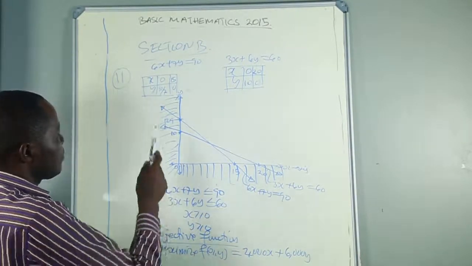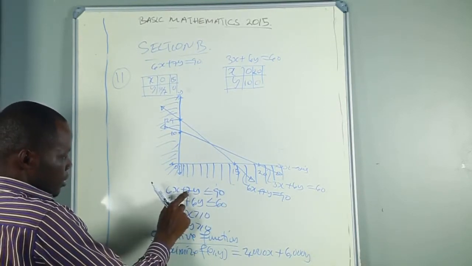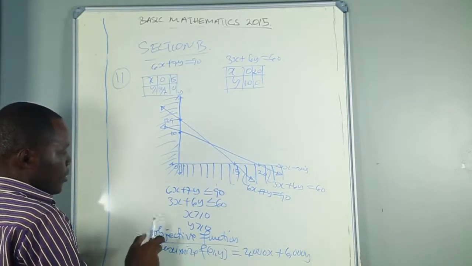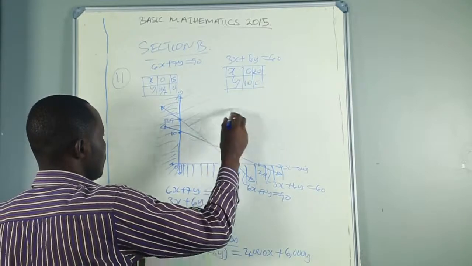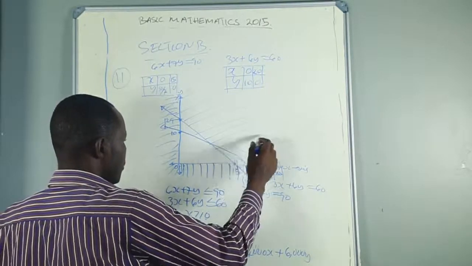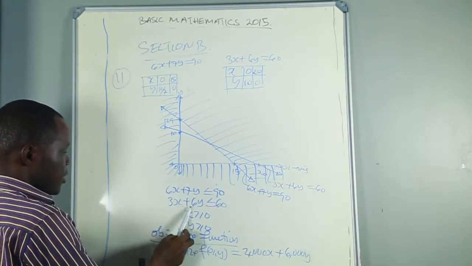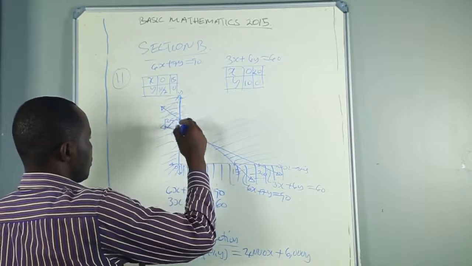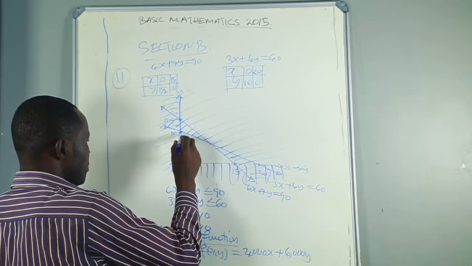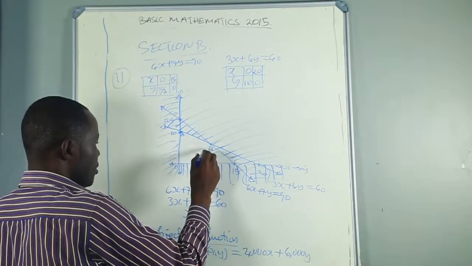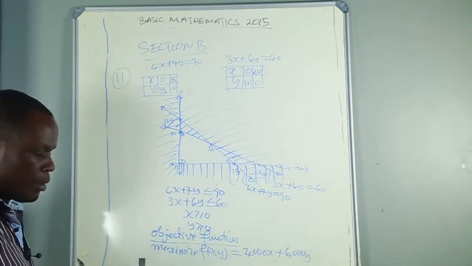The second one is this one: 6x plus 7y is less than or equal to 90. So we shade above this line, and the wanted region is below this line. The same for 3x plus 6y less than or equal to 60. We shade this one. So you have corner points: point A, point B, point C, and point D, which is the origin.